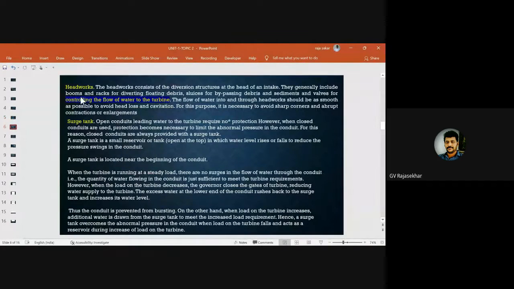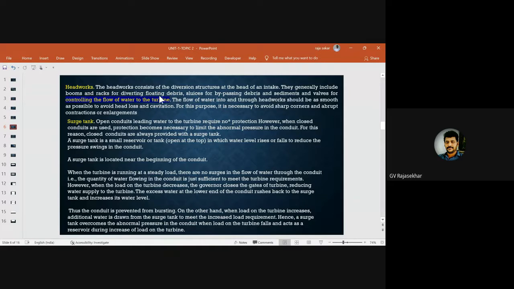The next one is headworks. Headwork consists of the diversion structures. Some diverting structures will be there where we want to control the flow of water to the turbine. What are the diversion structures that are generally used? Booms, racks for diverting the flow, debris, sluice. These are a few words which are used for diverting structures.